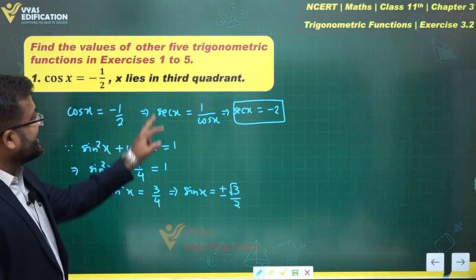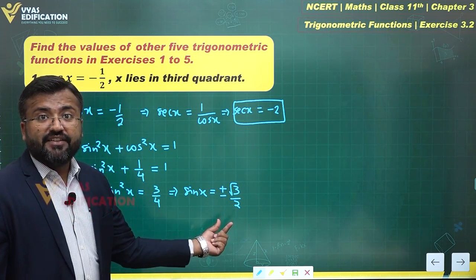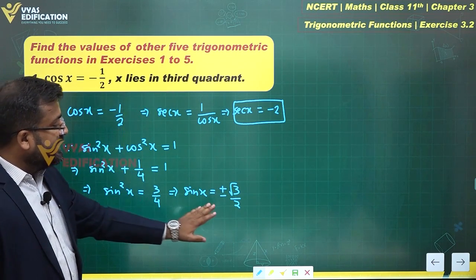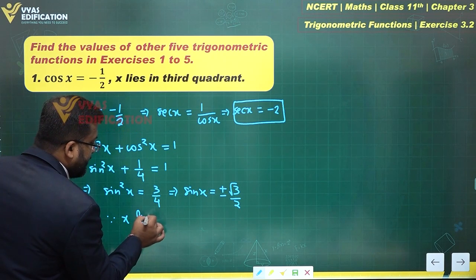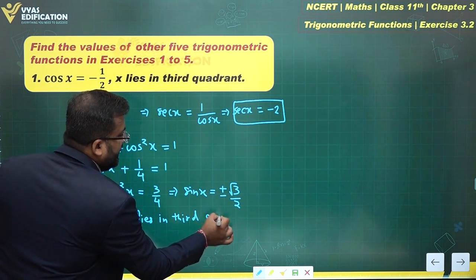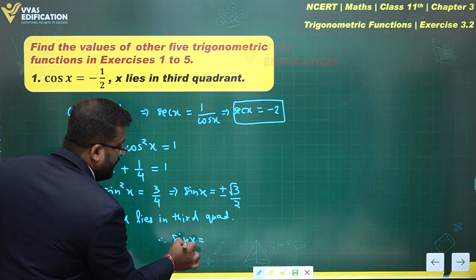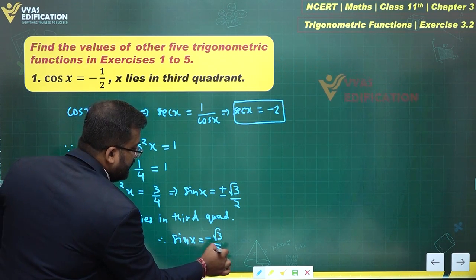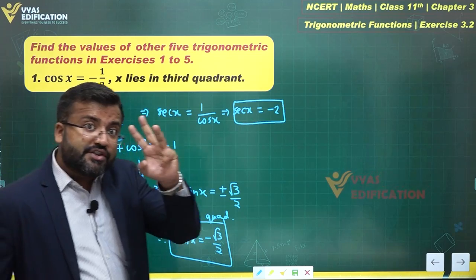But since x lies in the third quadrant, which value will you take, the positive value or the negative value? Since x lies in the third quadrant, sine is negative in that quadrant. Therefore sin x would be equal to minus root 3 by 2. That's the first, second and third trigonometric function which you have found.